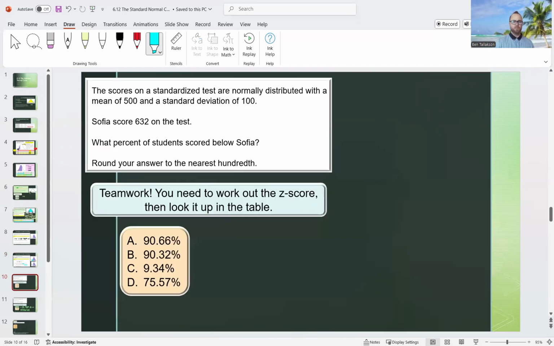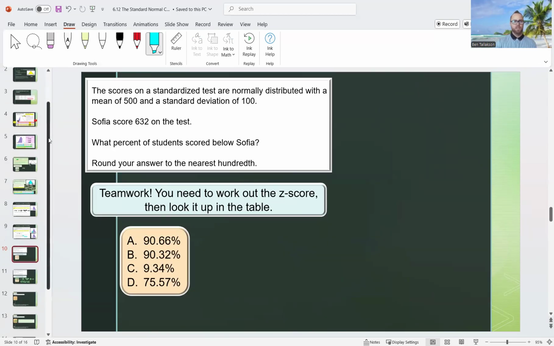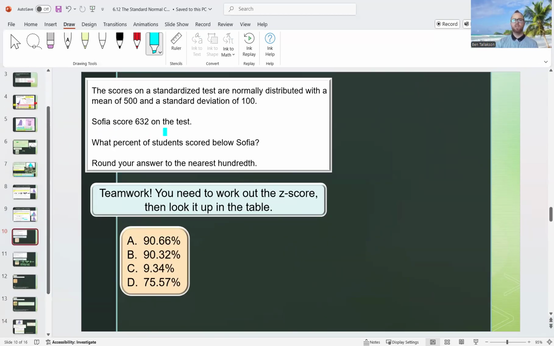We're going to practice a little more to make sure we get this down. The scores on a standardized test are normally distributed with a mean of 500 and a standard deviation of 100. Sophia scored 632 on the test. What percent of students scored below Sophia? Round your answer to the nearest hundredth. Since we've solved problems very similar to this, again, I'm going to give you time to practice. Is it A, B, C, or D?